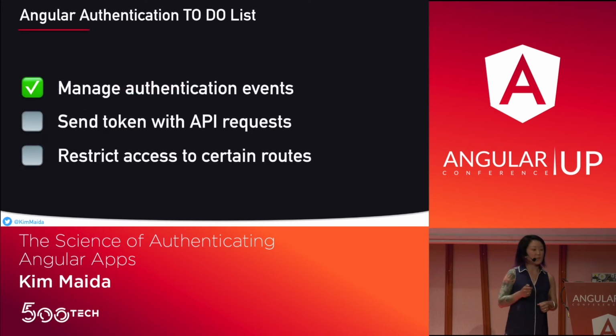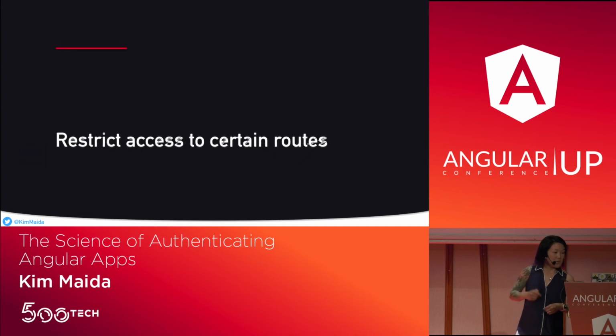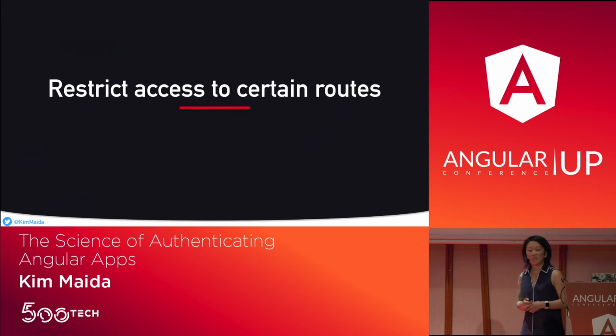So if we go back to our to-do list now, we learned that we can use interceptors to send the token with API requests. And that brings us to restricting access to certain routes.